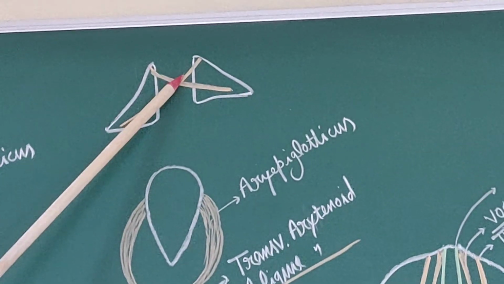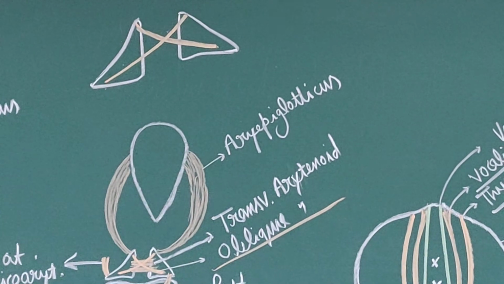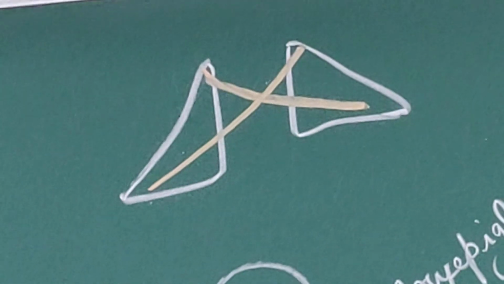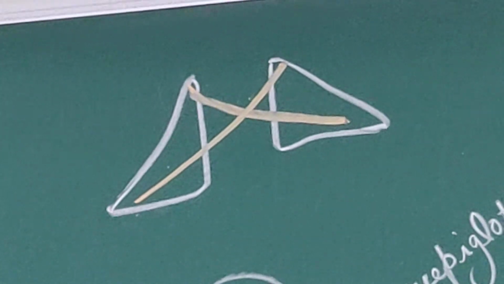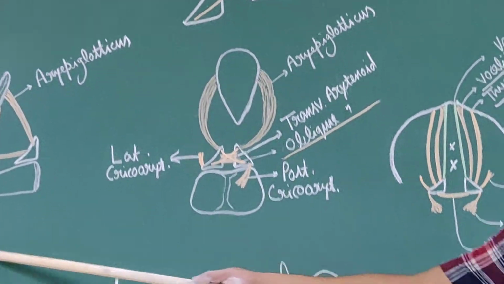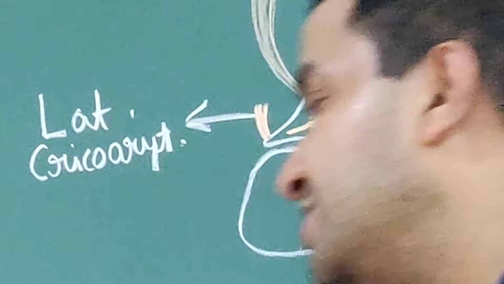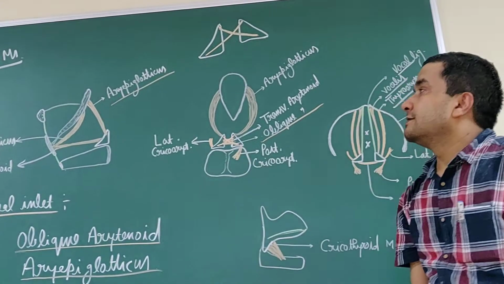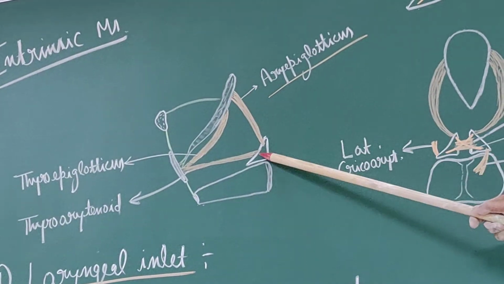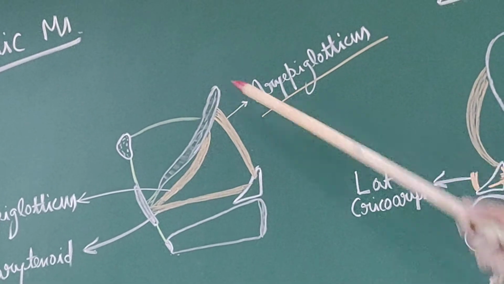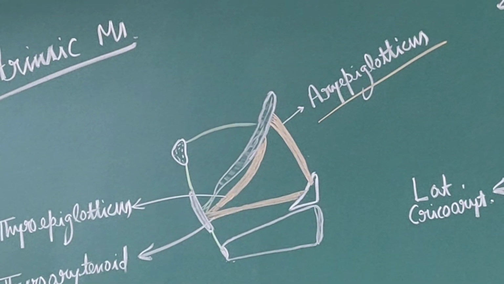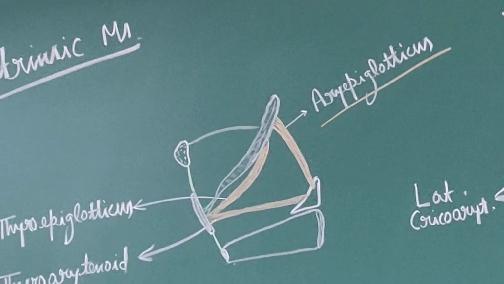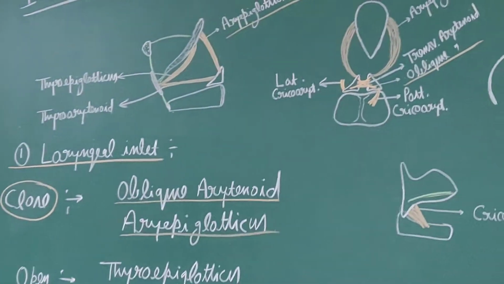This is the oblique arytenoid muscle. They are paired muscles connecting the arytenoids. So the oblique arytenoid closes the laryngeal inlet. Then another muscle, the aryepiglotticus, runs from the epiglottis to the arytenoid cartilage. This muscle is present in the aryepiglottic fold. So these two muscles close the laryngeal inlet.